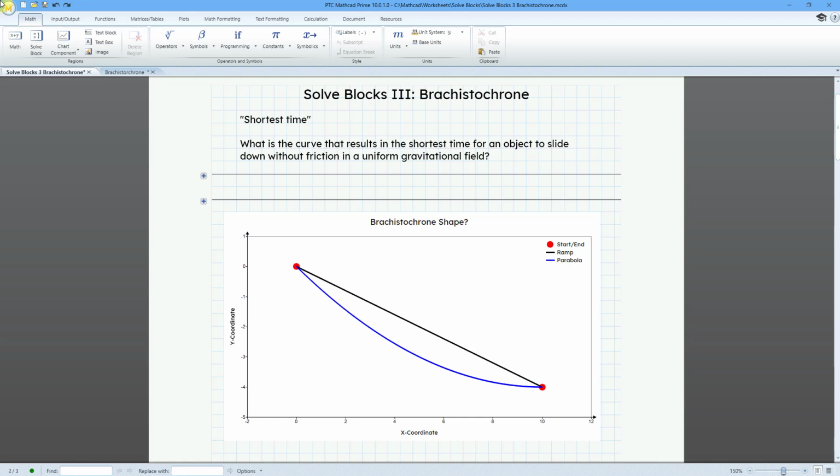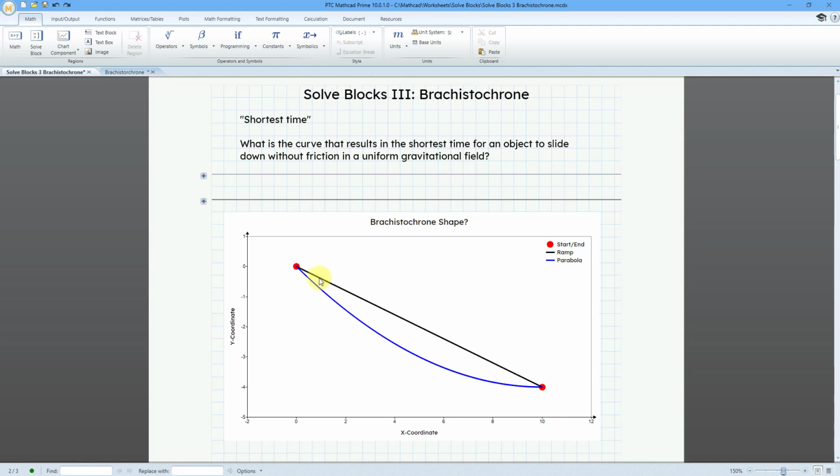And to do that, I'm going to take a look at the Brachistochrone problem, which is a really neat problem. This was also the subject of a Mathcad Community challenge on the PTC community site. Check it out. So anyhow, let me give you the scenario behind the Brachistochrone. Brachistochrone is a word which basically means shortest time, and it's about having a curve that will result in the shortest time for an object to slide from a higher point to a lower point.